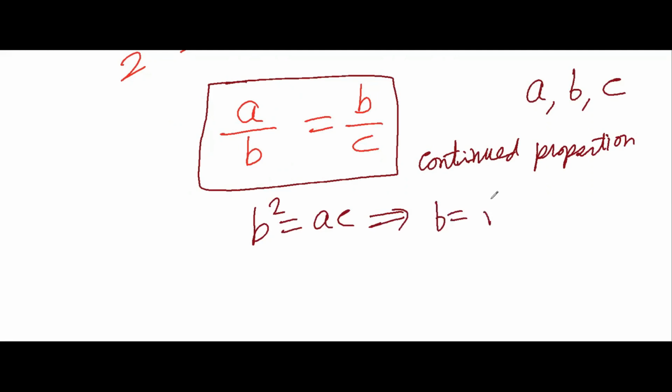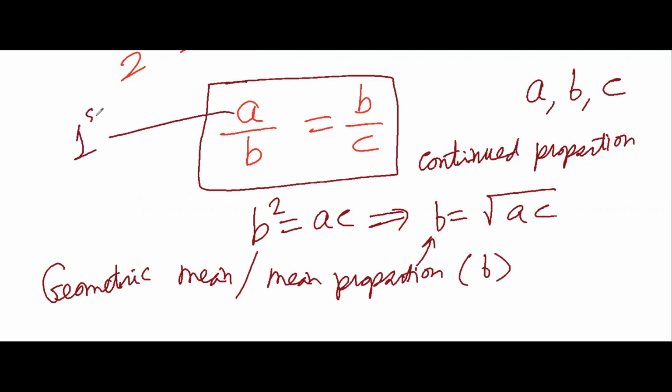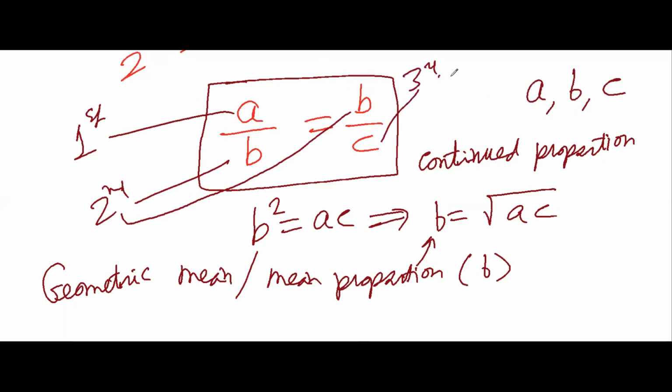Okay, and B you will get square root of AC. What does this mean? What is this B called? The meaning of B, or we say B as what? Either we say geometric mean, or we also say mean proportional. Okay, mean proportional. So what is that? That is B. Here this is the first term, and this is the second term, and this is also the second term, and this is the third term. Fourth term we don't have here.